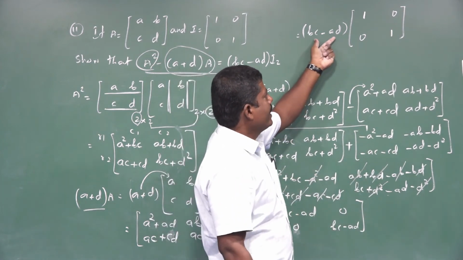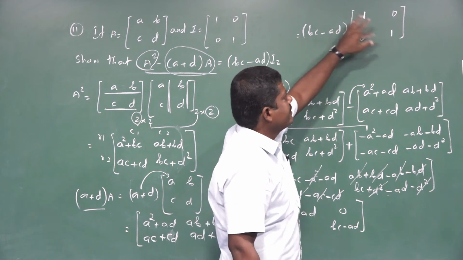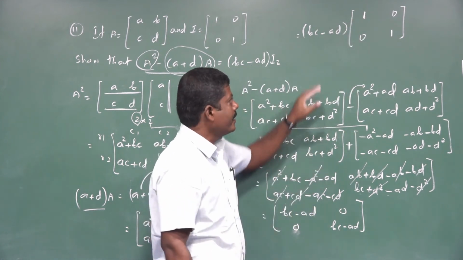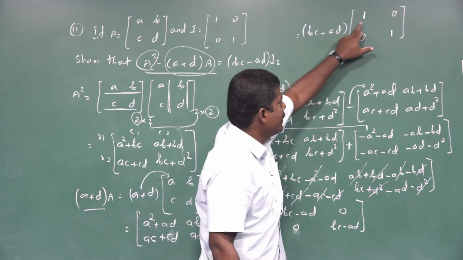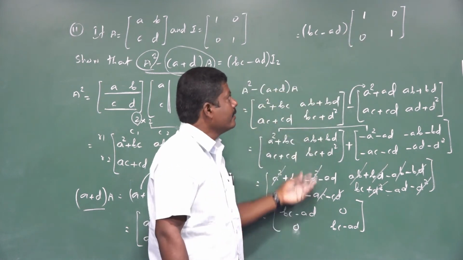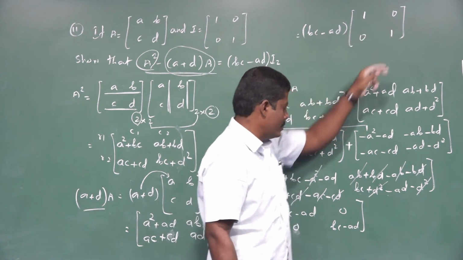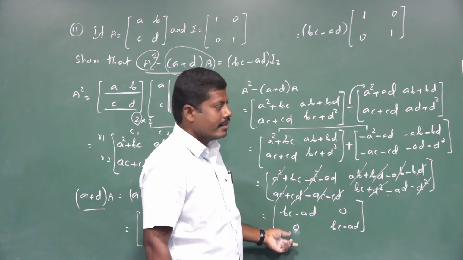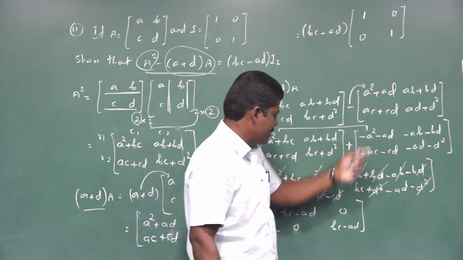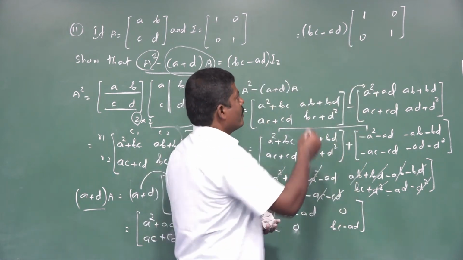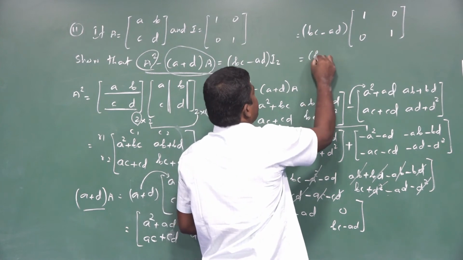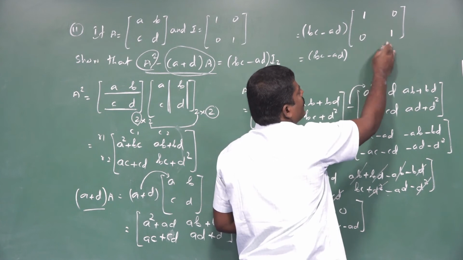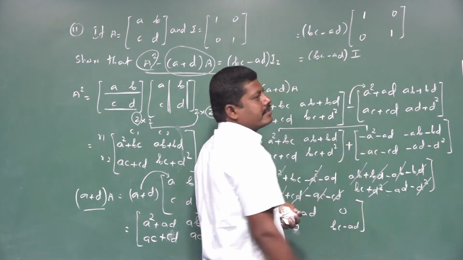Now we can multiply this BC minus AD inside, and we get this step. BC minus AD multiplied by 1 is BC minus AD. BC minus AD into 0 is 0 only. BC minus AD into 1 is BC minus AD. Understand? Now, what is this? Identity matrix 1, 0, 0, 1. This is the identity matrix.